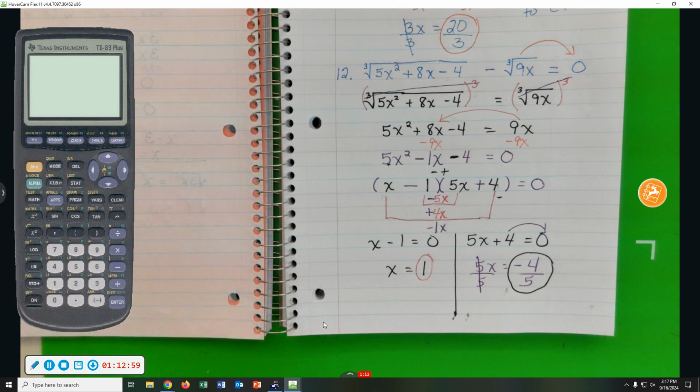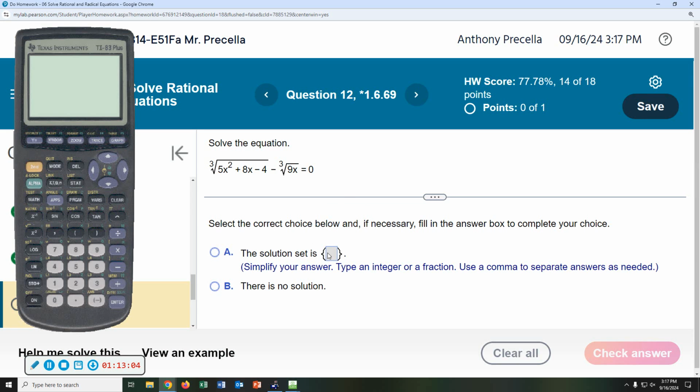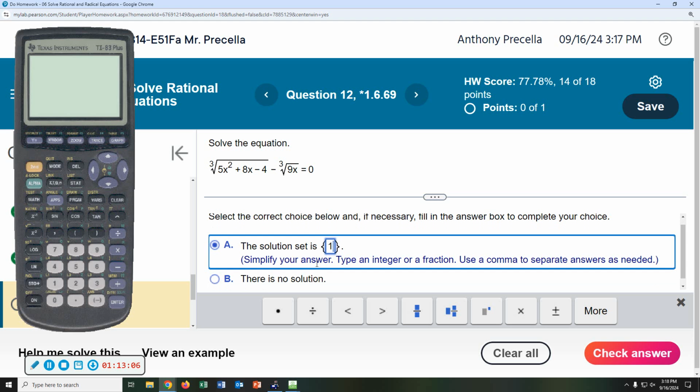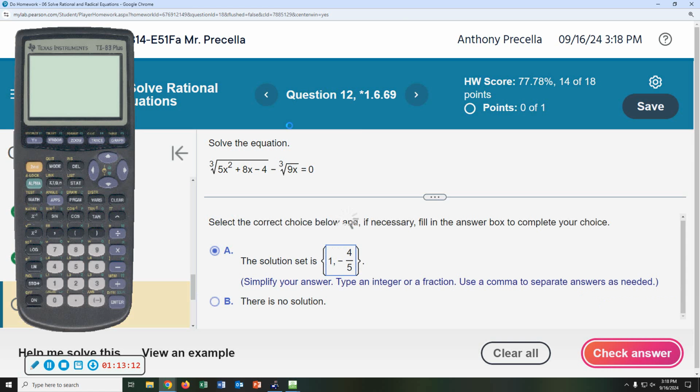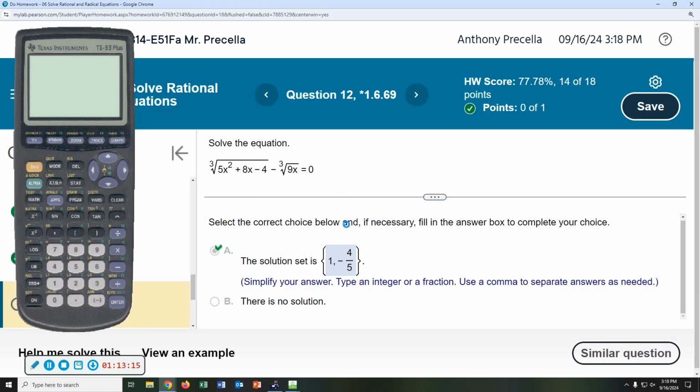Okay. So type in those answers, 1 and negative 4 over 5. So remember they want us to separate it with a comma. Oh, and they're so tricky that "no solution" is still listed as an option.